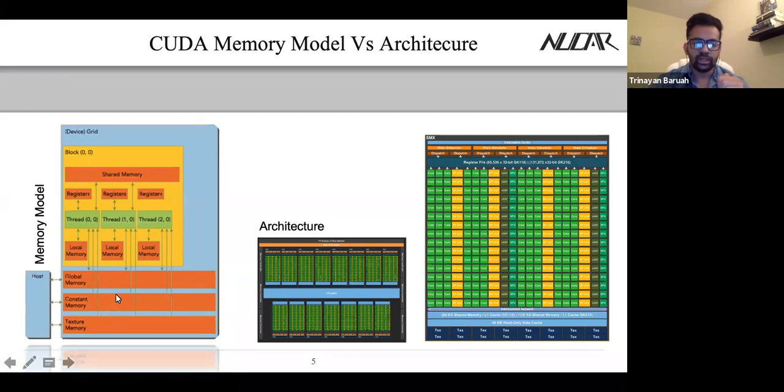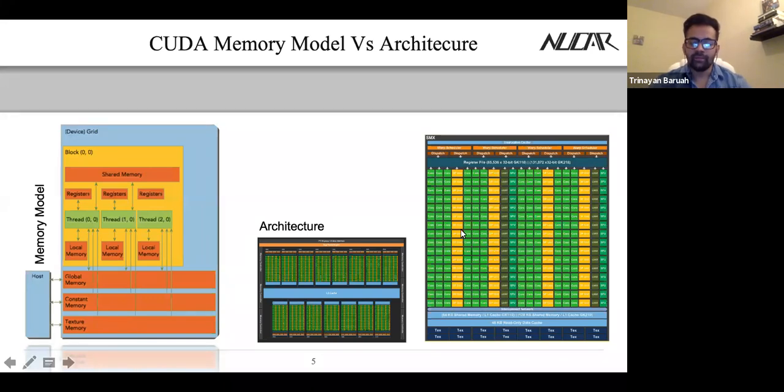One thing to note is that you should not look at this diagram as a hierarchy, especially the last three. It's not like one is on top of the other; it's just presented that way. So just keep that in mind. It's not like there are three DRAM memories, where one is global memory, one is constant, and one is texture. Just something to be aware of.